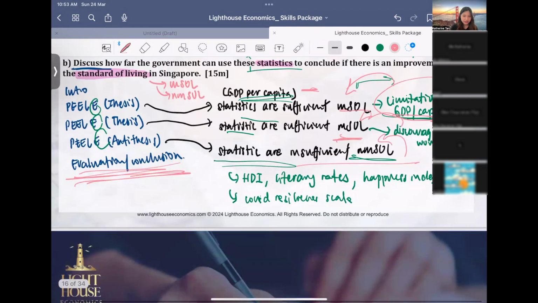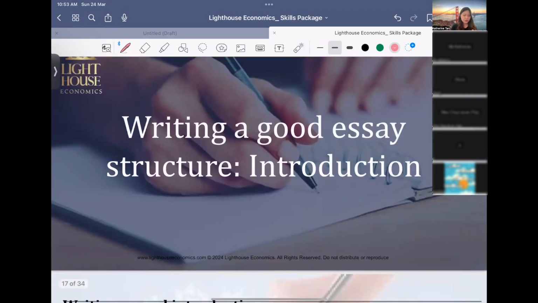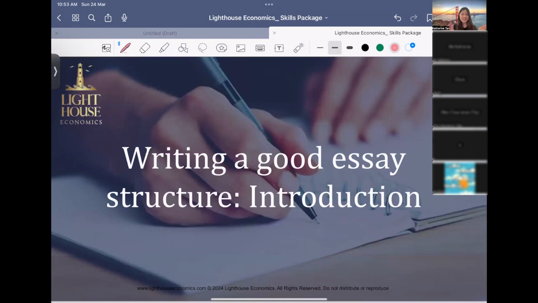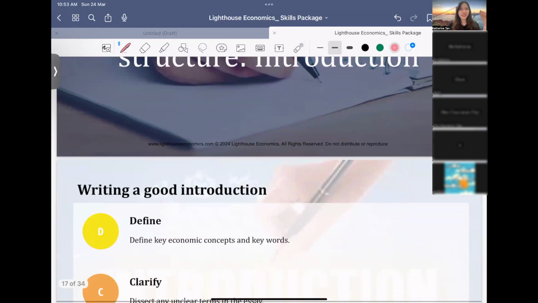Okay, so now we go through the structure, how it looks like. I'm going to go through writing a good essay structure in terms of introduction. Something I realized is a lot of schools don't teach the introduction. But if you realize, all the Hwa Chong and Raffles schools will have a whole lecture dedicated to introduction.